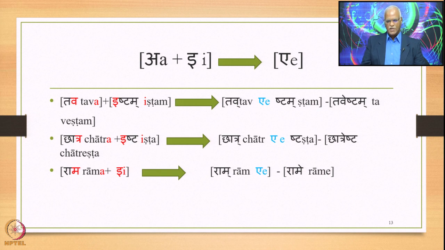Now if we go once again within a pada, we are deriving the locative singular of Rama. So we have Rama plus E. So A followed by E within a pada. And so 6187 applies, and we have Ram and A. A is the substitute in place of A and E after the application of 6187, and so we have Rame as the output.